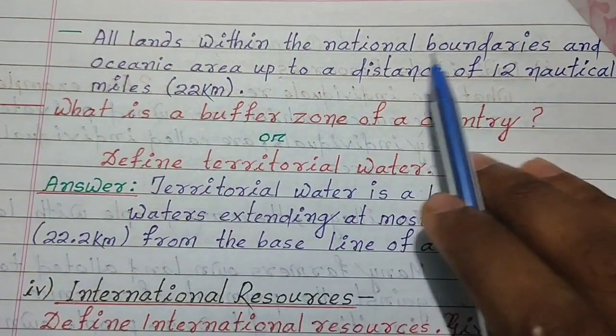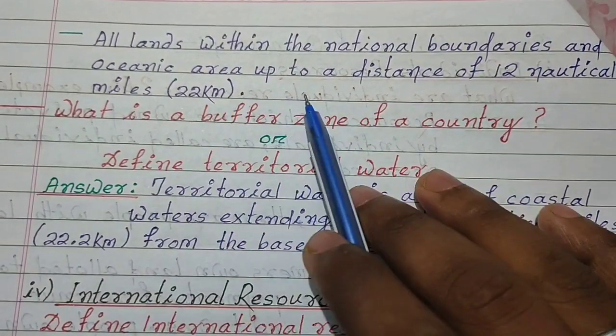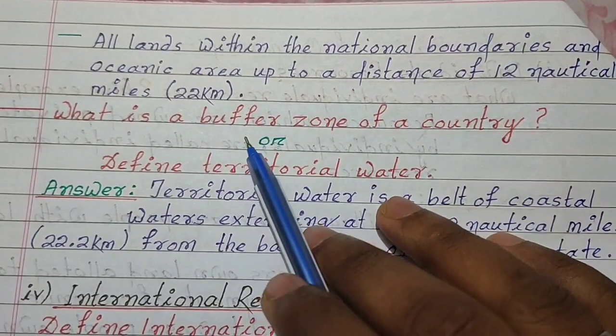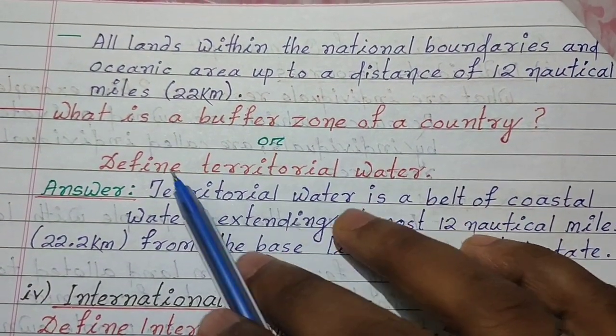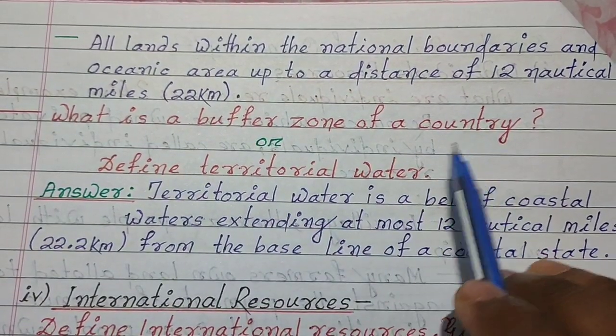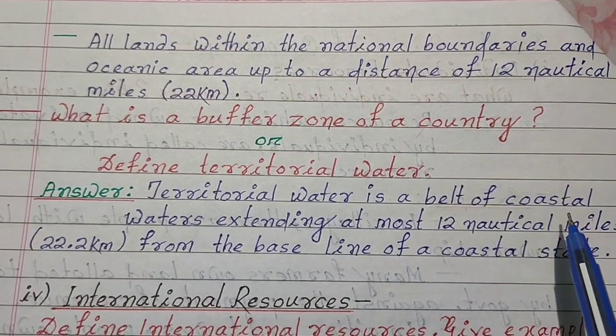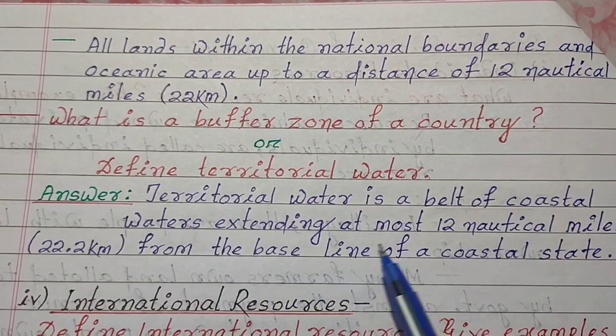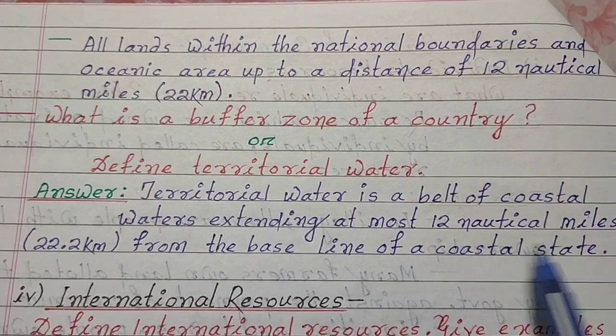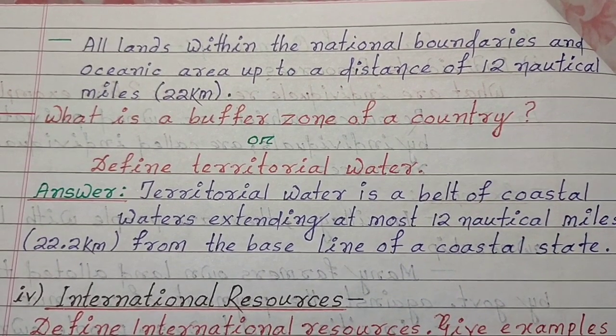All lands within the national boundaries and ocean area up to a distance of 12 nautical miles, that means 22 km. What is the buffer zone of a country, or territorial water? The territorial water is a belt of coastal waters extending at most 12 nautical miles from the baseline of a coastal state.